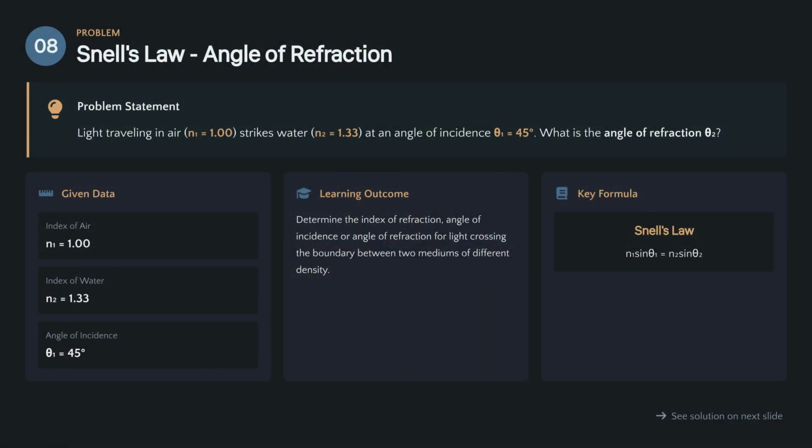In problem 8, we apply Snell's law to find the angle of refraction when light moves from air, with an index of 1.00, into water, with an index of 1.33, at an angle of incidence of 45 degrees. Our goal is to determine the angle of refraction, theta 2.